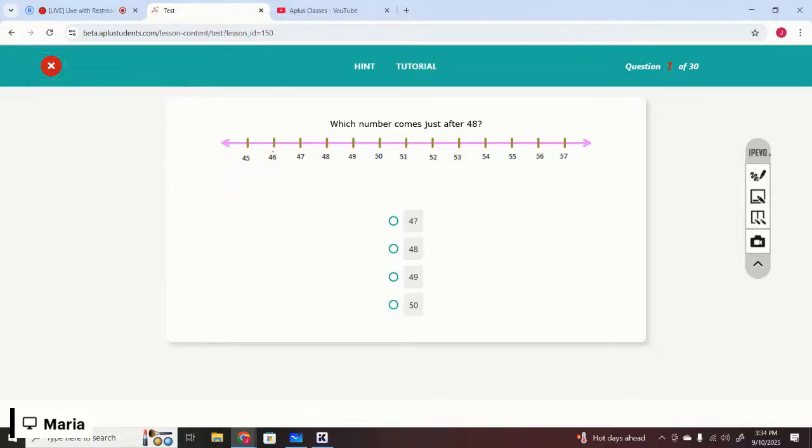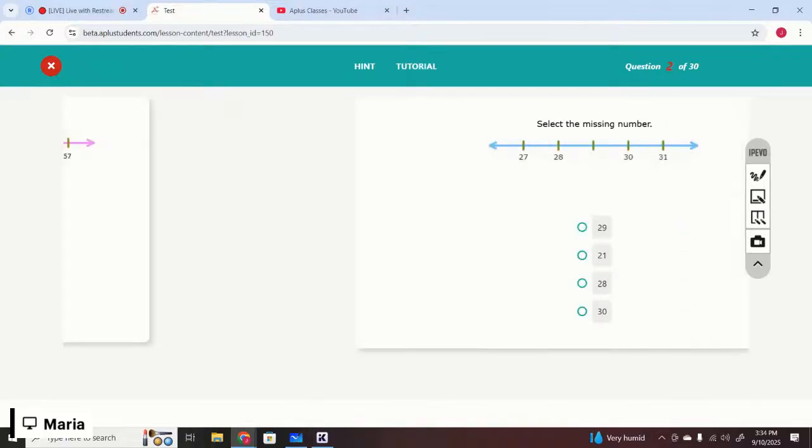Which number comes just after 48? So after 48, here it is 48. Right after 48, that is 49. Option number 3 is the correct option.